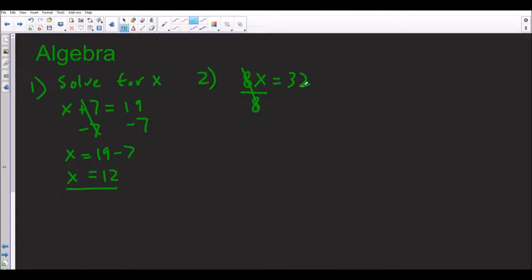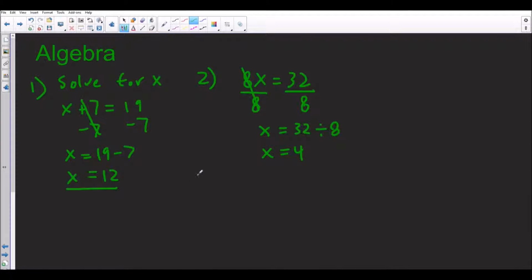Now with equations, you always have to do the same thing on the other side. So we're going to have to divide by 8. So x is going to equal 32 divided by 8. So x is equal to 4.